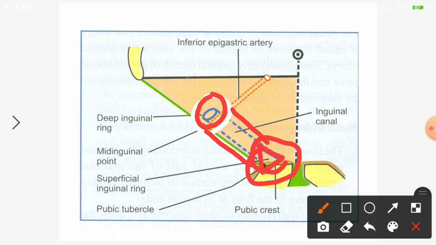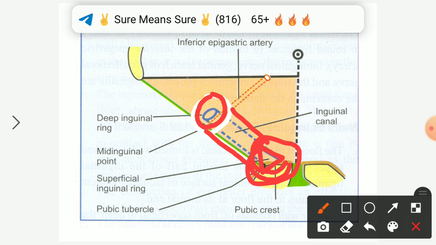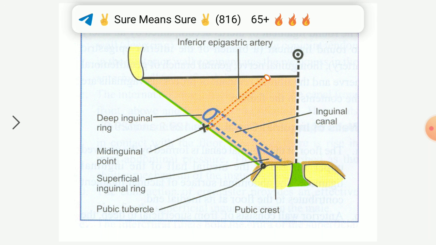The margins are referred to as crura in the case of the superficial inguinal ring. At and beyond the apex of the triangle, the two crura are united by intercrural fibers. So this is about the superficial inguinal ring and deep inguinal ring.